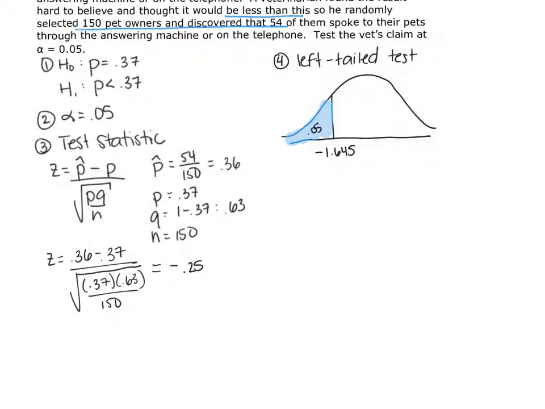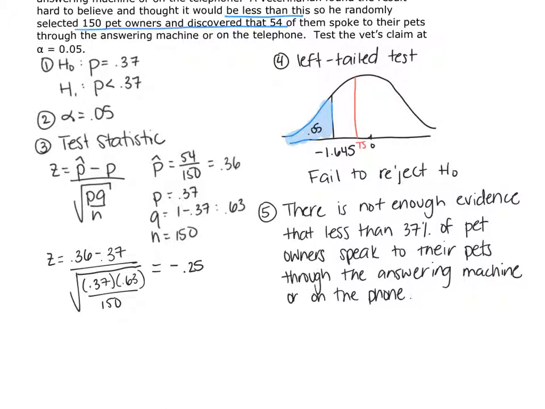If I were to mark where my test statistic would fall, again, the middle of this graph represents 0, and negative 0.25 is going to be between 0 and negative 1.645. Since that's not in my shaded region, we fail to reject the null hypothesis. Our conclusion is then that there is not enough evidence that less than 37% of pet owners speak to their pets through the answering machine or on the phone.